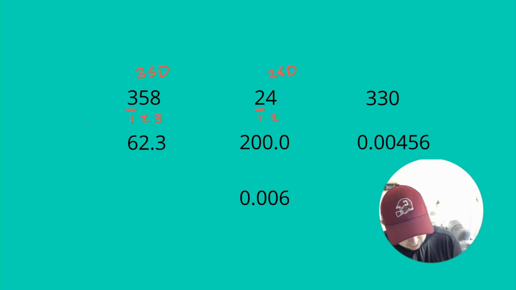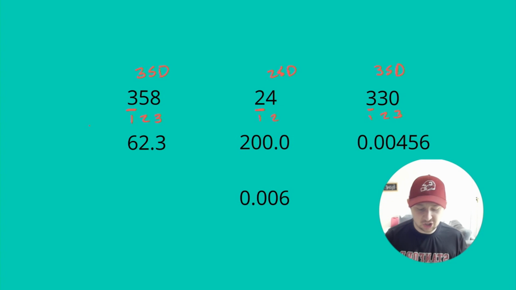All right, next one up, we're going to start from the first non-zero here. We're going to count. Okay, we've got 1, 2, 3. 3 significant digits. You guys start to get the point.